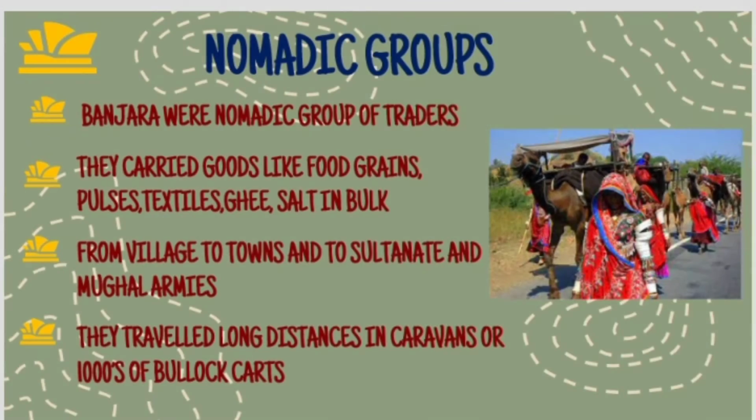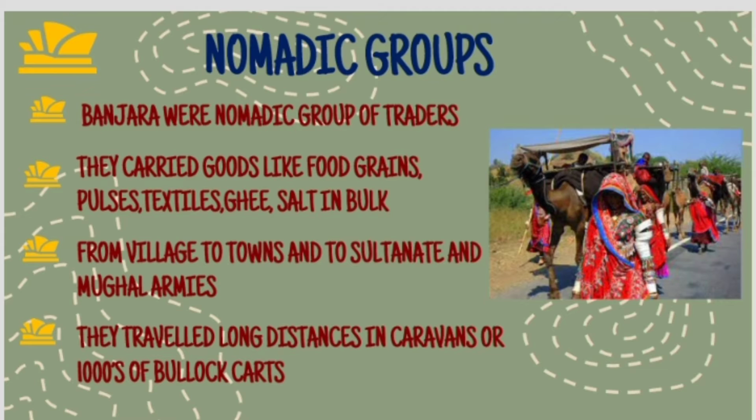The nomadic group Banjara people belonged to a tradition-based community. They carried goods like food grains, pulses and textiles from one place to another. They would collect them in bulk and transport them to the outer towns and other villages, and also to sultans, Mughal emperors, and the army people of the Sultanate and the Mughals.